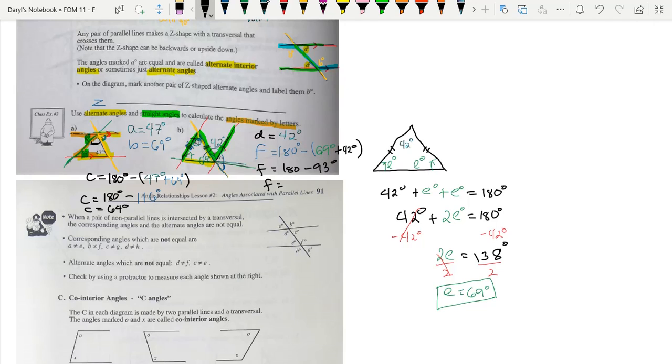So F is equal to 180 minus 93. So that gives you 87 degrees. Okay. So in this particular example, I actually use the previous learning. Like I know that in an isosceles triangle, there are two angles that are equal.